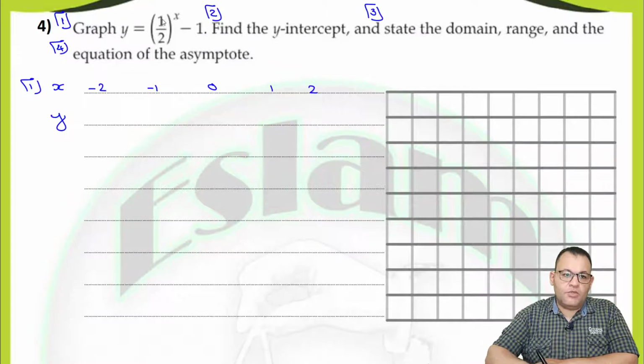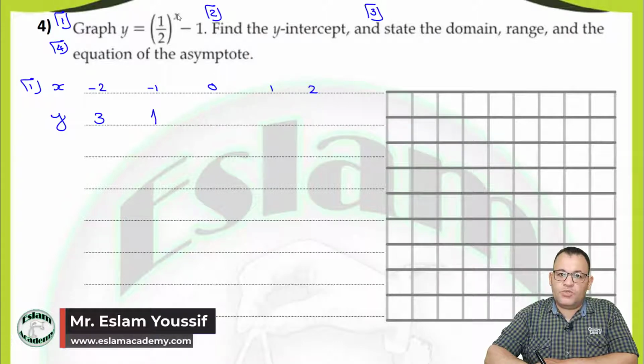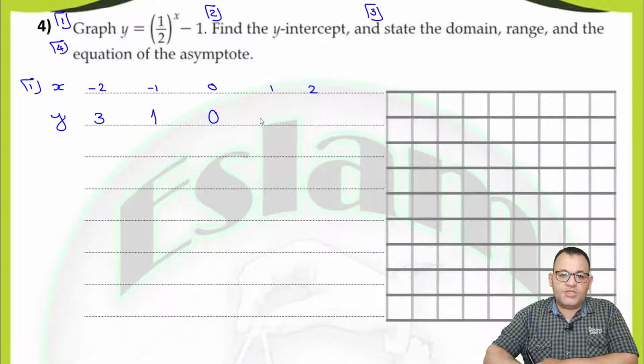Now by substitution. 1 over 2 to the power -2 equals 4, minus 1 equals 3. 1 over 2 to the power -1 equals 2, minus 1 equals 1. 1 over 2 to the power 0 equals 1, minus 1 equals 0. 1 over 2 to the power 1 equals 1 over 2, minus 1 is equal to -1 over 2. 1 over 2 to the power 2 equals 1 over 4, minus 1 is equal to -3 over 4.